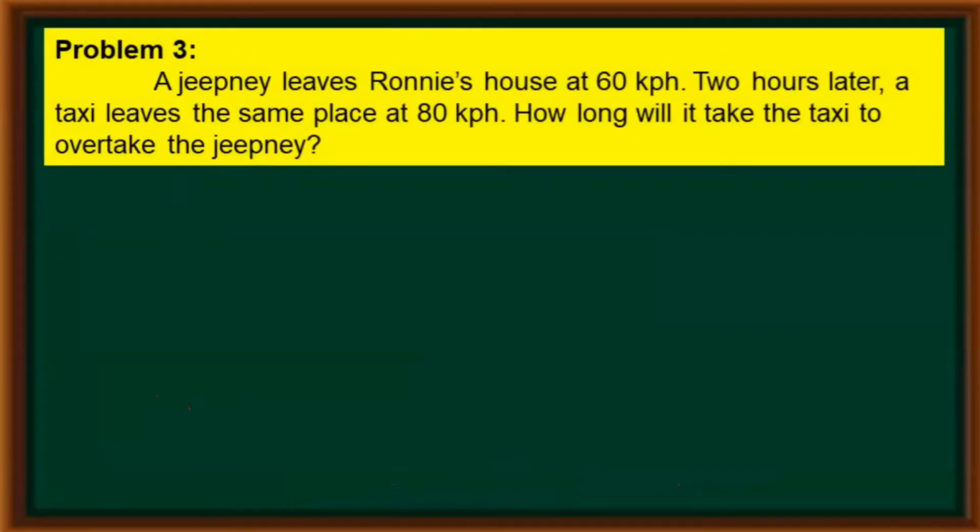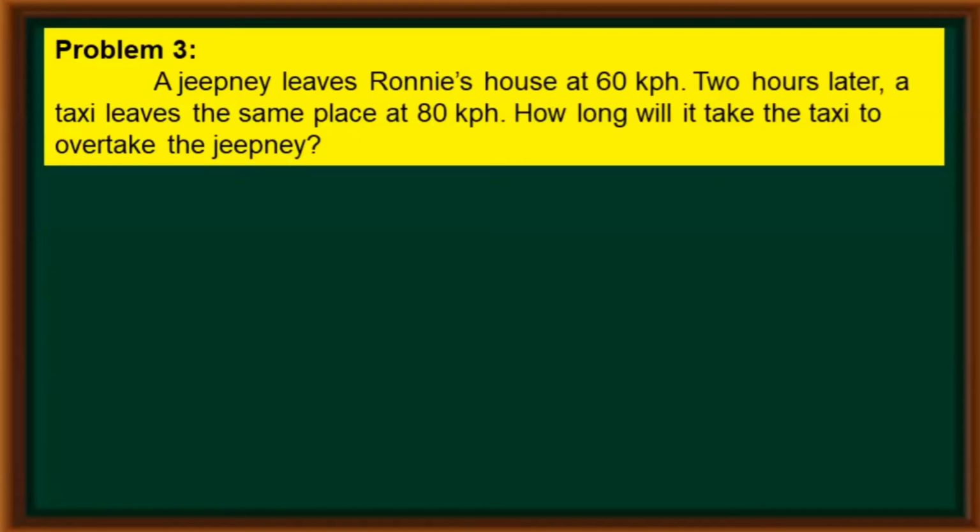Let's now proceed to problem number 3. A jeepney leaves Ronnie's house at 60 kilometers per hour. 2 hours later, a taxi leaves the same place at 80 kilometers per hour. How long will it take the taxi to overtake the jeepney?